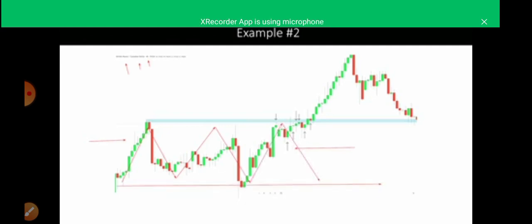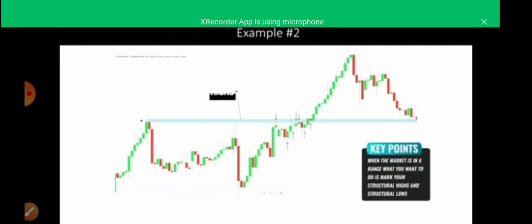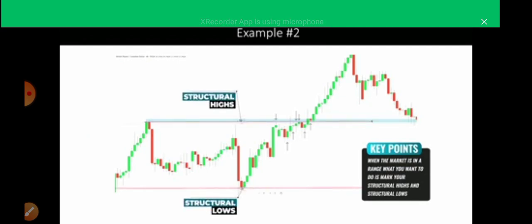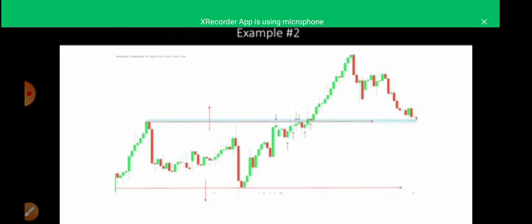Now, when the market's in a range, what you want to do is mark your structural highs and mark your structural lows. The reason you want to do this is because if price breaks to the upside and closes, or breaks to the downside and closes, there's a very strong chance, or should we say high chance, that price will continue in that direction. Now, with that being said, what we can see here in the markets is a very strong momentum candle. The behavior that's current here, that we have all these arrows pointing at, is starting to indicate to us a depletion in the market.